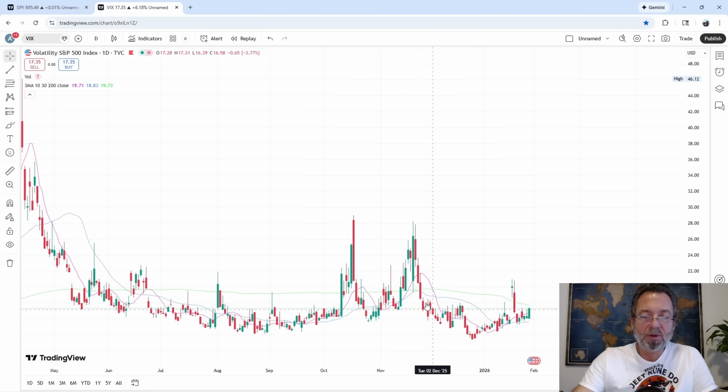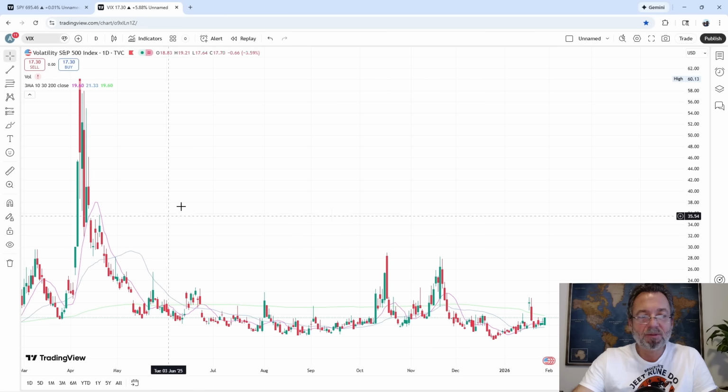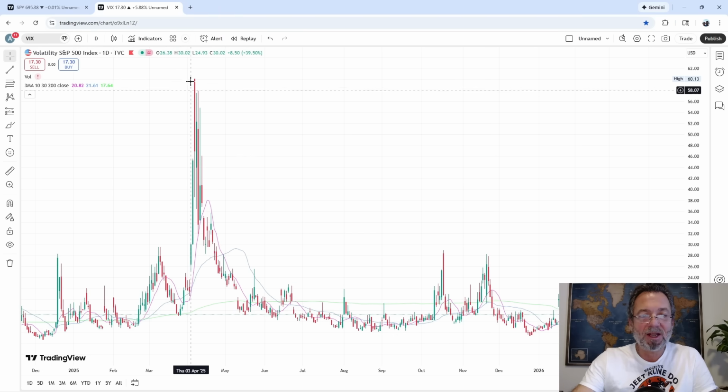And what you'll notice is that when the VIX spikes, right, it doesn't stay spiked for very long. It comes back down relatively soon, okay? There's no time frame where the spike of VIX went up and stayed up for a long period of time.